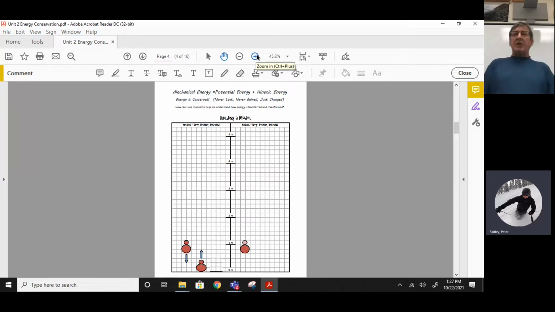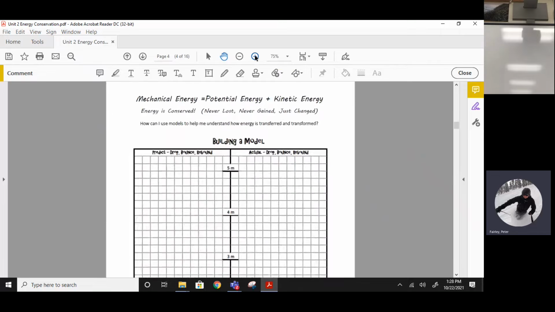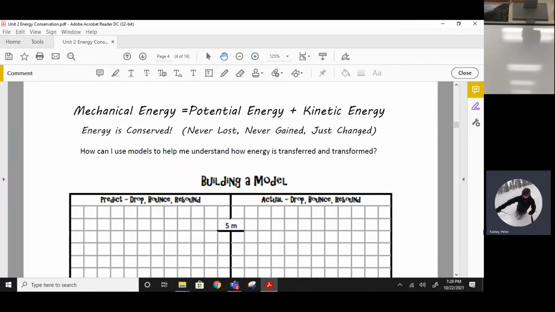Okay, so here we're going to model that basketball bouncing. We're going to do it twice. You can see there's two sides to this diagram. On the left is our prediction, and on the right is what actually happened. Okay, so let's look more closely at that. I'm going to zoom in on the prediction, the bottom left.